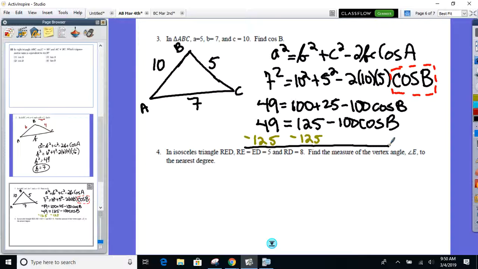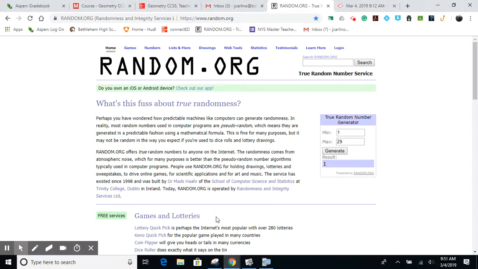Negative 76. Okay. What's still left on the right side? Here's where a mistake may happen. Negative, negative, don't drop it. It's still there: negative cosine 100 cosine B. Your last move to get the cosine B by itself. How do I get that negative 100 out of there? You got this. Come on.